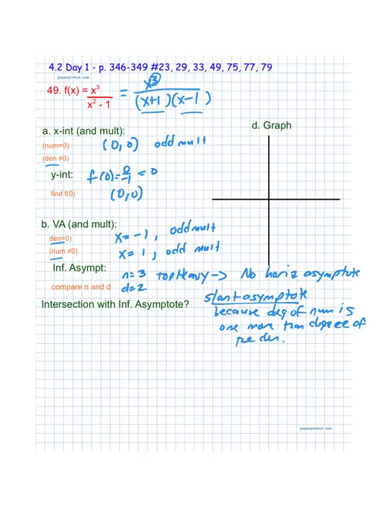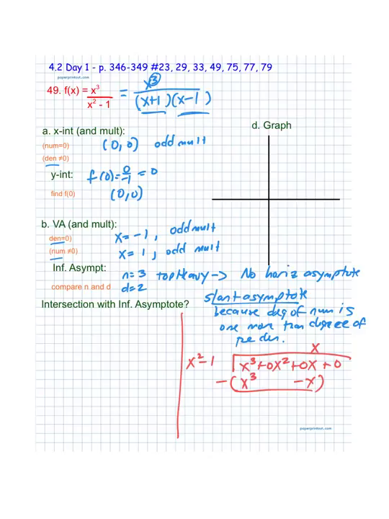To actually find the slant asymptote, in this problem, I'm going to do long division. You could do synthetic division twice with each of these linear factors, x plus 1 and x minus 1. I'm going to do the long division here. So we're going to divide x cubed, and I have to put placeholders in for the missing x squared, x, and constant term. I'm going to divide that by x squared minus 1. So how many times does x squared go into x cubed? That's x times. Then I multiply x times x squared minus 1, which gives me x cubed minus x.